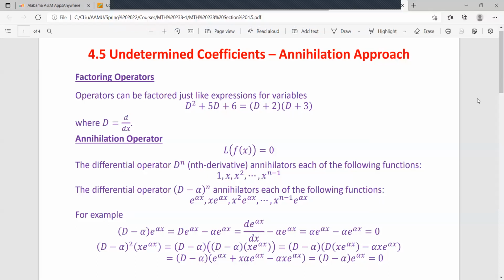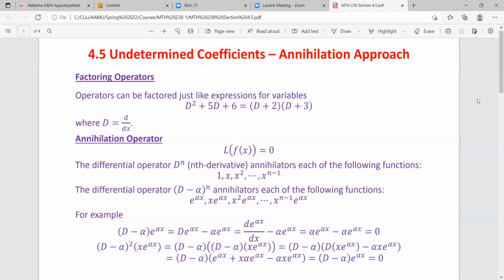So last time we talked about 4.4 undetermined coefficients, but that's a superposition approach. The undetermined coefficients method is to find a particular solution for a non-homogeneous linear differential equation. We're talking about constant coefficients specifically.